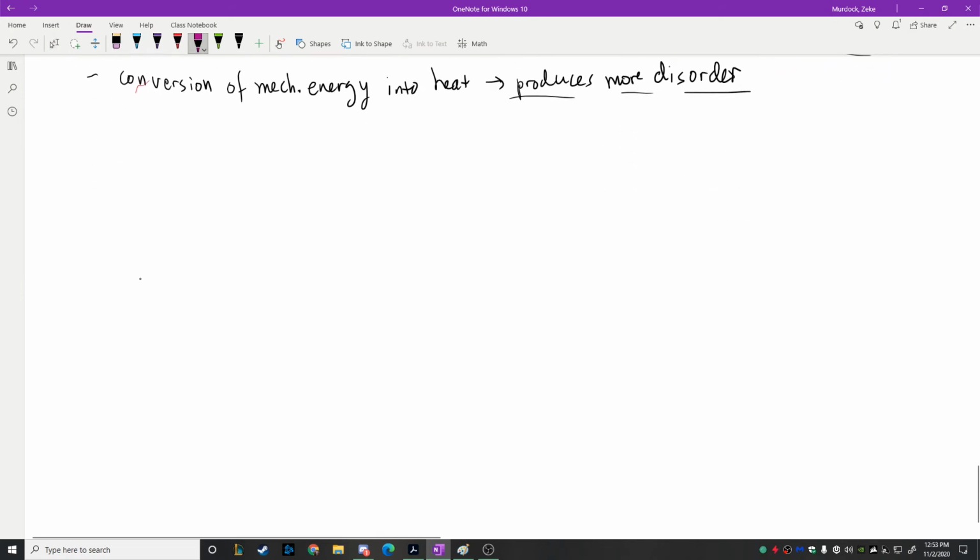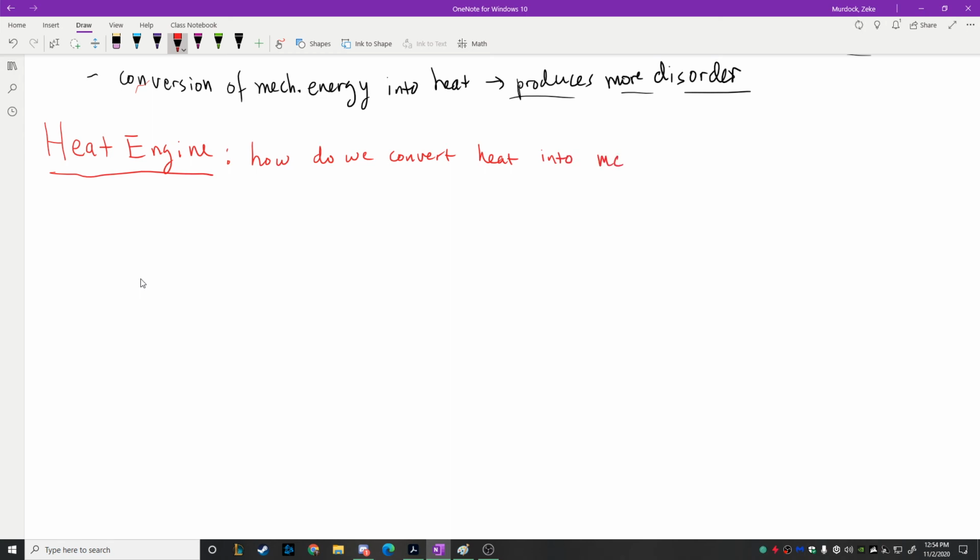We don't have a lot of time left, but we can introduce some ideas here that we'll develop more next week. So the next topic is heat engines. A heat engine answers the following question: how do we convert heat into mechanical energy? How do we take heat and turn it into motion? Examples of heat engines would be your car, or a power plant.